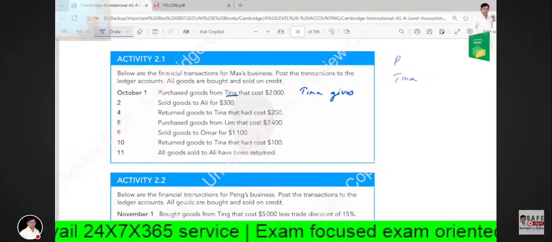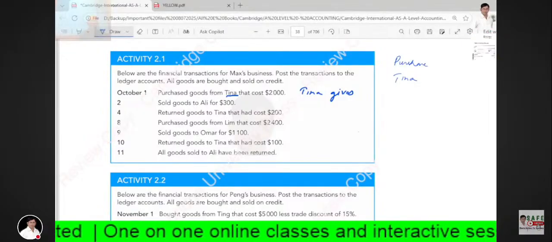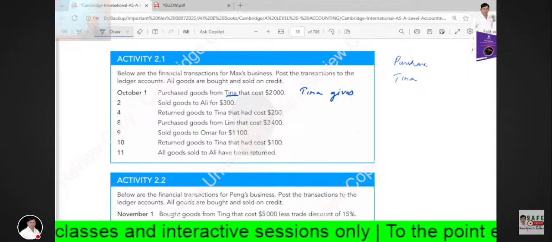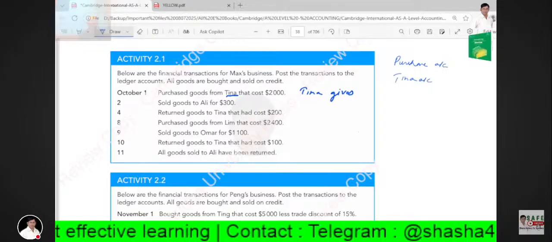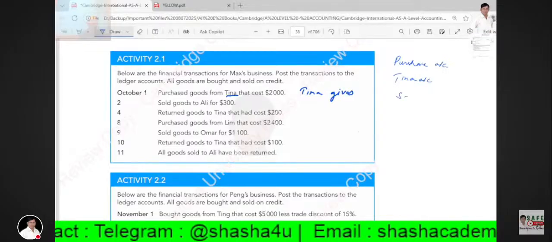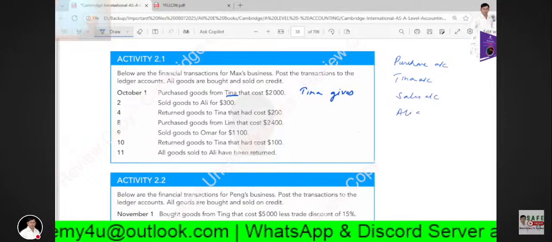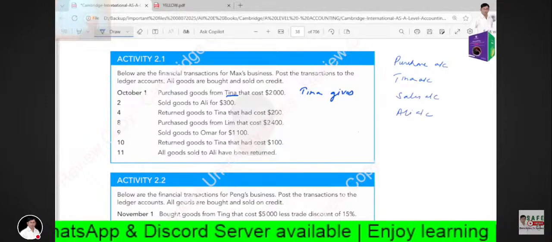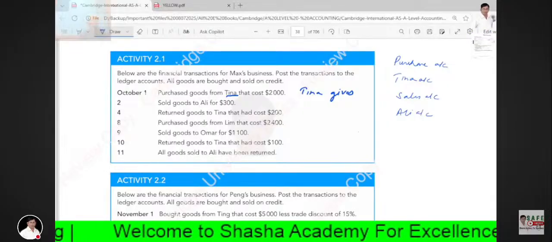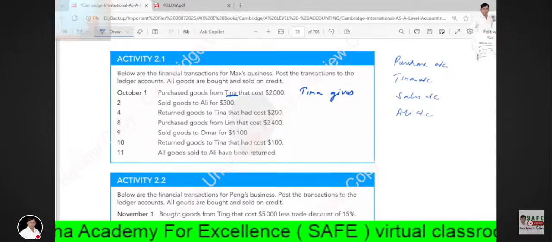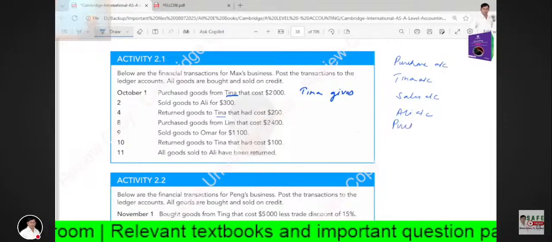Creditors, you just see. Because goods are purchased from Tina, right? So purchase account, Tina account. Then sold goods to Ali. So sales account, Ali account. Return goods to Tina. Returning goods to Tina means we return only those goods which we have purchased. So here it's on the purchase returns. Purchase returns. How much is it?